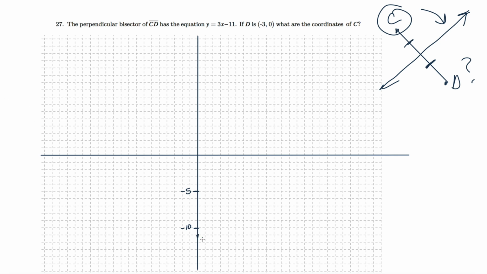Let's get a different color. So there's our y-intercept. Right there is -11. And our slope for this is 3/1. So that means we're going to go up 3/1, up 3/1, up 3/1, up 3/1. Just do a few times. Okay, there's a line. Now let's get the point C, which is at -3, 0 right here. So here's C. It's -3, 0.